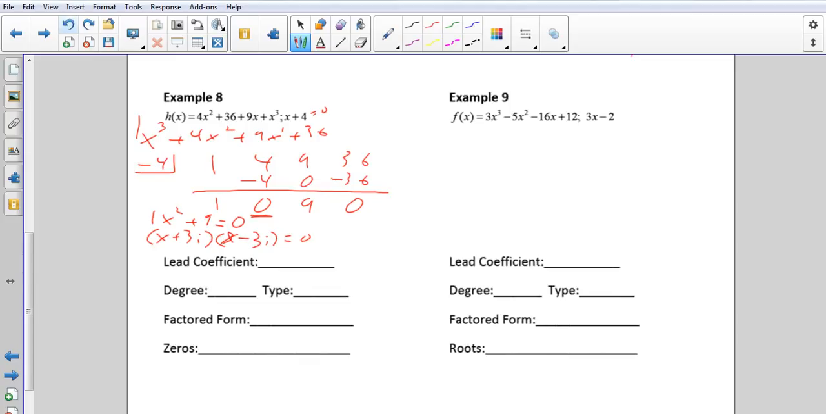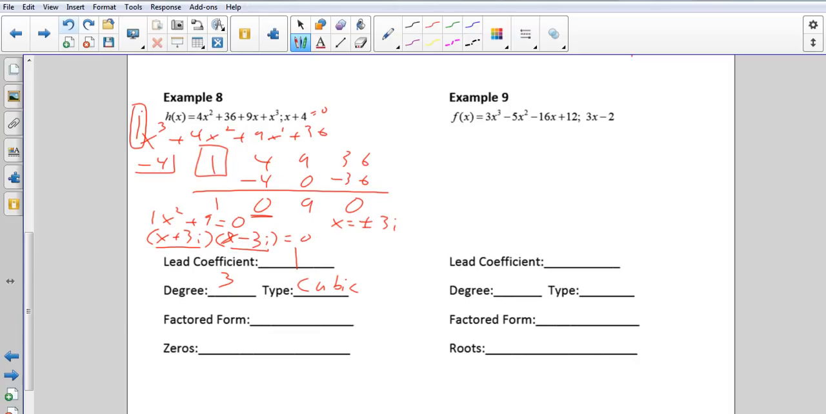I still have to solve them both. Kind of running out of room. So my answer is x equals plus or minus 3i. Because I have both of them. If I subtract 3i here, add 3i here, there's where I have plus or minus 3i. So my lead coefficient, I get that right here. Or right here. It's 1. The degree is 3, which makes it cubic.